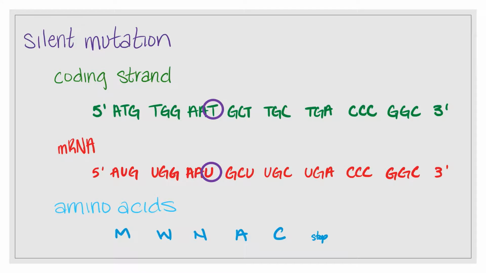This change from a C to a T is called a transition. This is because C and T are both pyrimidines, and when a base changes to one of the same type, it is called a transition. This can also be done between A and G because those are both purines.